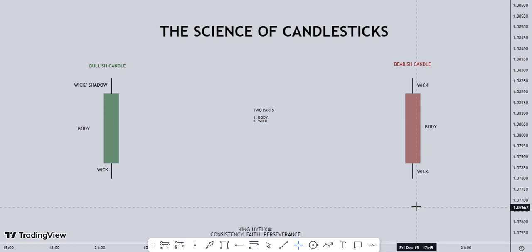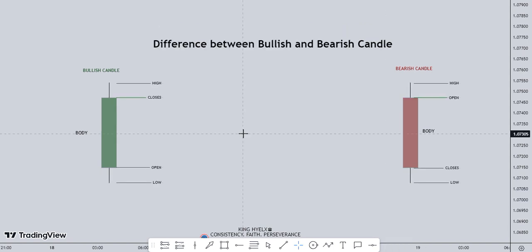Going further, what is the difference? How do you know the difference between a bullish and bearish candle? Because it's not just about the colors. In my charts, I don't actually use green and red. So how do you know the difference between a bullish and a bearish candle? Let's go further. The difference between bullish and bearish candle. Like I said earlier, a bullish candle is a candle that goes up. A bearish candle is a candle that goes down.